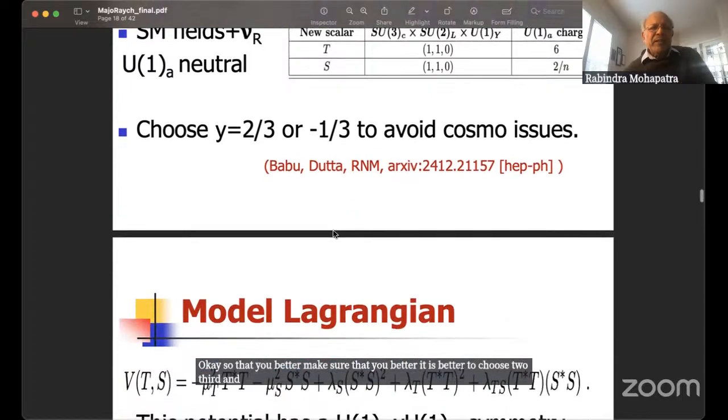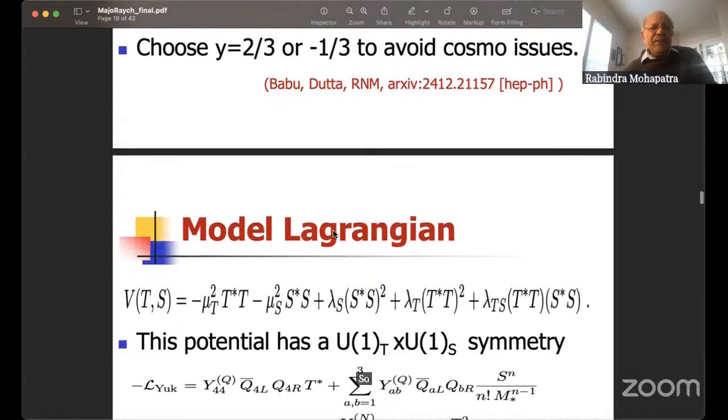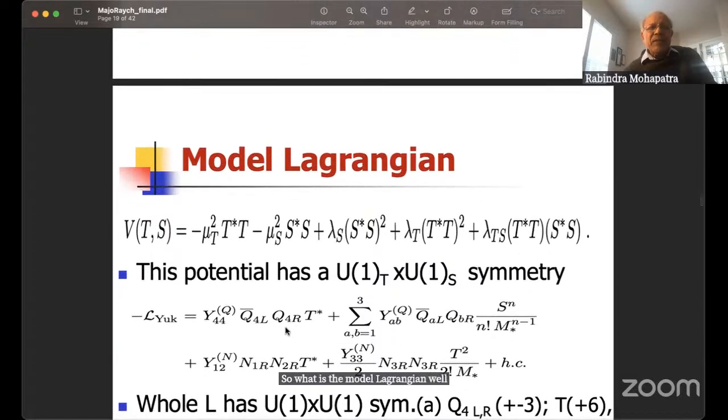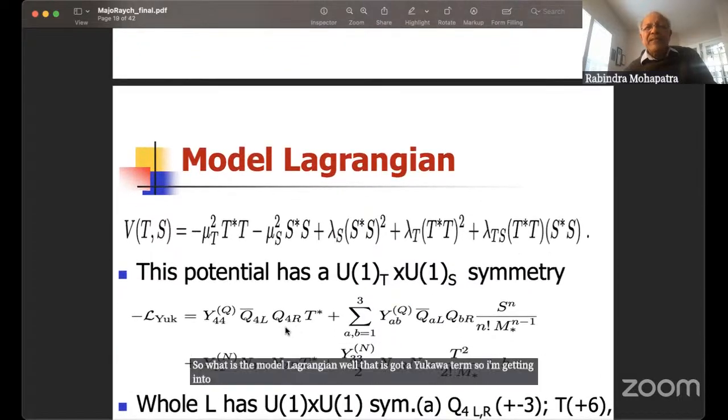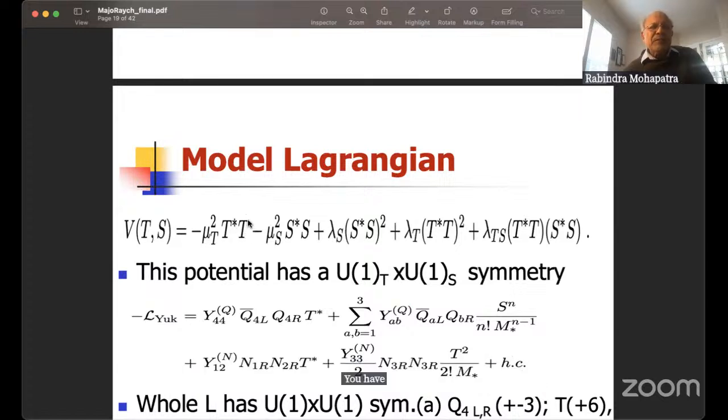Okay. So what is the model Lagrangian? Well, there is got a Yukawa term. So I'm getting into a little bit technical details. I hope that's okay. So you have got a potential which you can see that because of the different charges of the T and S fields, you have got only terms of this type, T star T, S star S, product of this and product of this and like this.